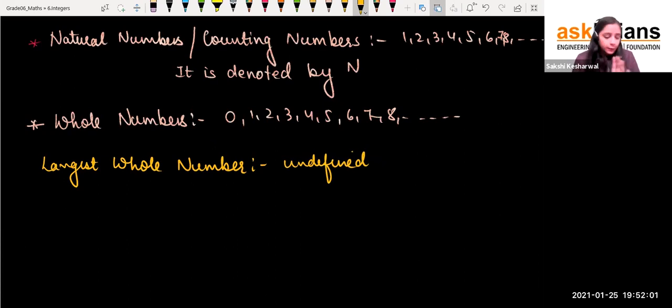Infinity is a symbol, right? Now we come to what we are going to learn: the integers, right? Okay, what are integers? Yeah, just a second.